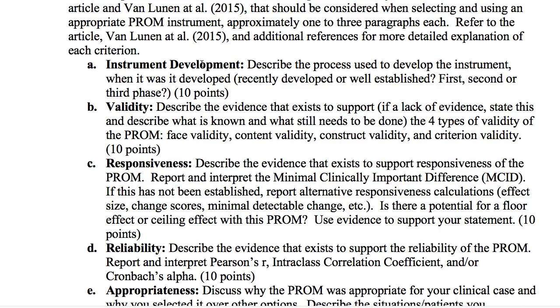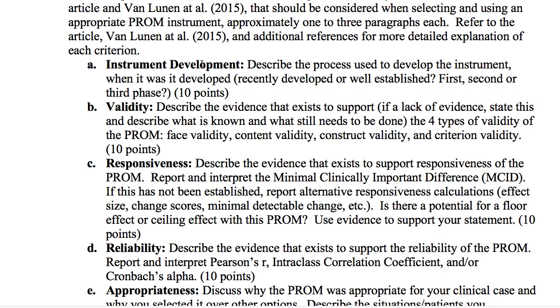The next part, you're going to talk about validity. What makes an instrument valid? Validity has to do with whether it is actually measuring what it's supposed to measure. That's what validity means. You're going to address the different types of validity. Face validity. So just looking at it, does it seem valid? Is the content within the instrument valid? Did they construct it correctly?